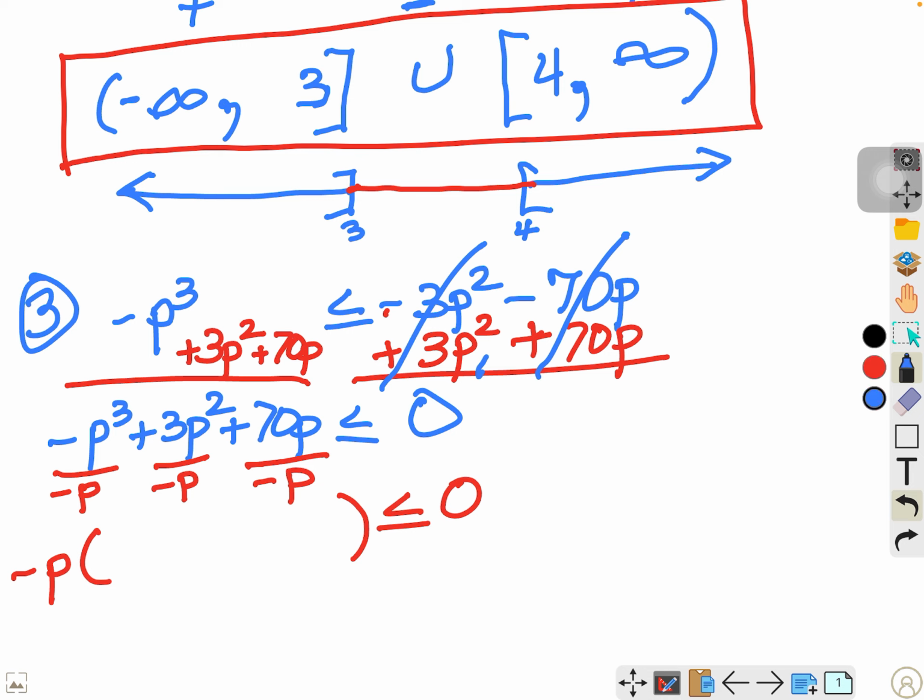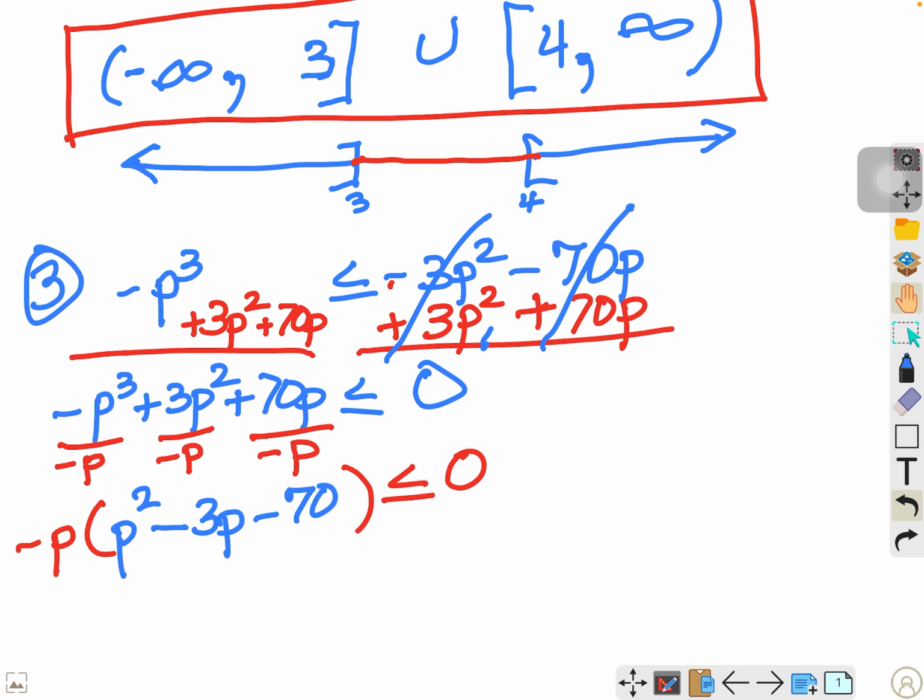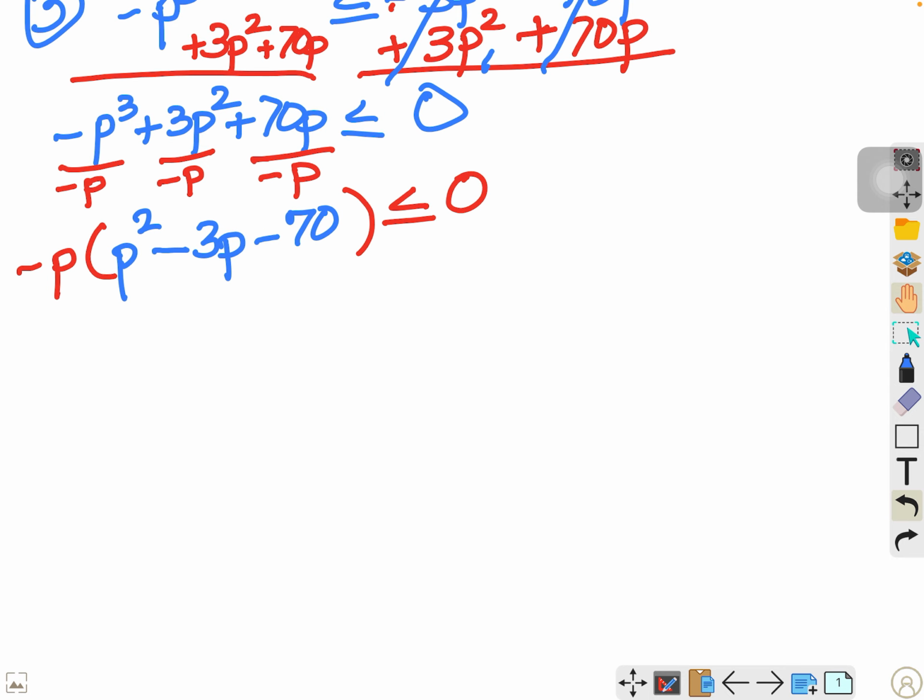So here's what we have left. Positive p squared minus 3p minus 70. And so I can factor further.